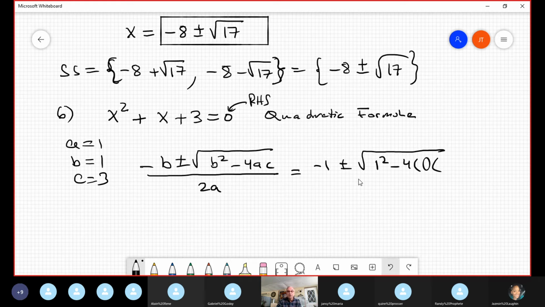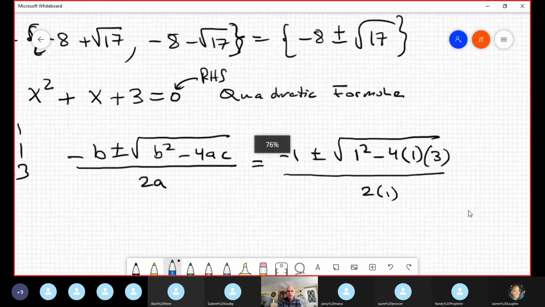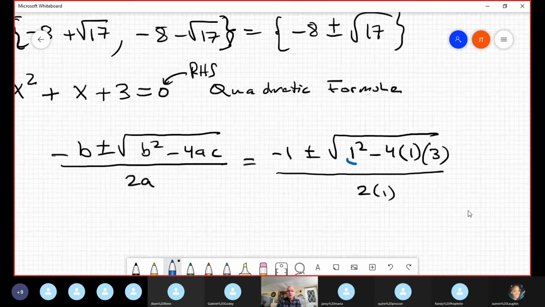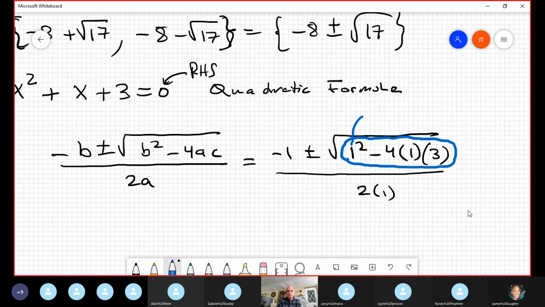Divided by 2 times 1. Now you focus on the operation inside the radical, according to the order of operations. Let's do that part first. This is 1, and this is 12, and this is negative 11.